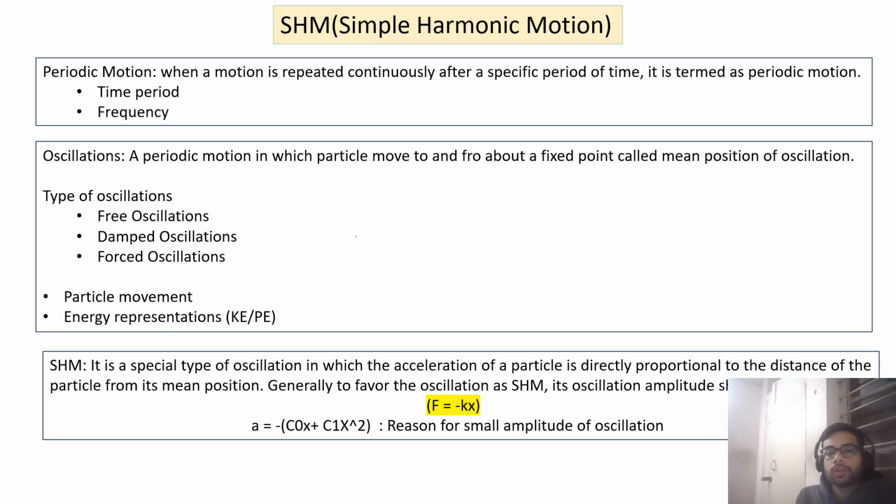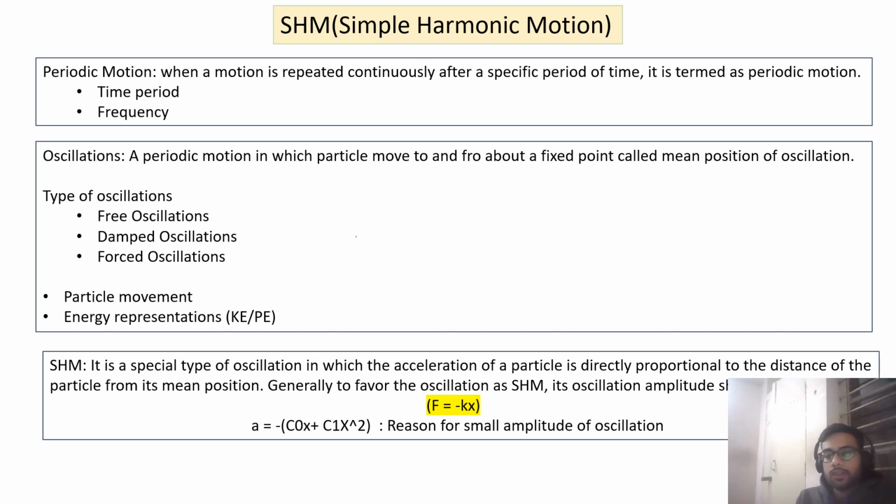If we classify the motion in terms of time, motion is classified into two types: periodic motion and aperiodic motion. When a motion is repeated continuously after a specific period of time, it is termed a periodic motion. Just now I said that motion is repeated continuously after a specific period. This specific period is called time period. Okay. Now the other term is frequency.